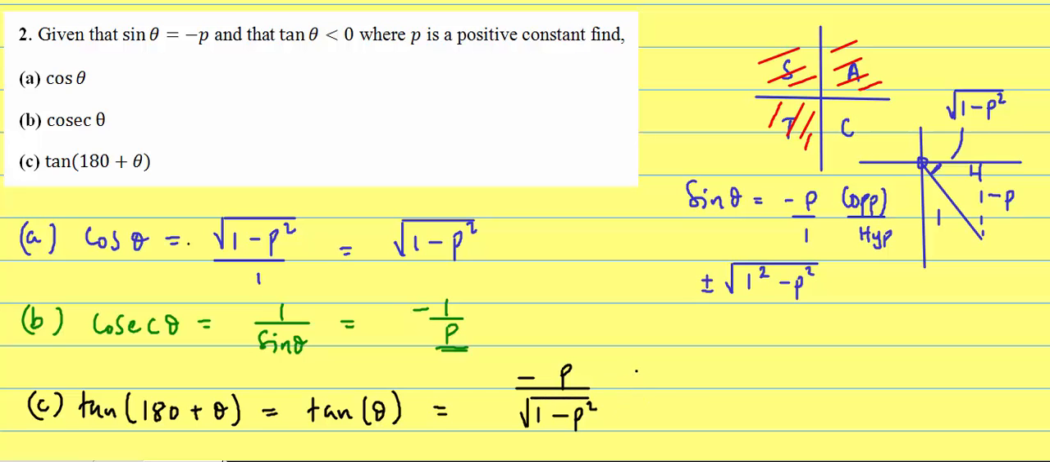It'll be interesting to note that we could also make use of this identity here. We know that tan theta is just the same as sine theta divided by cosine theta. And we know that sine theta is equal to minus p, so I'll write minus p. And we've just found that cos theta is the square root of 1 minus p squared. And that checks out as before.